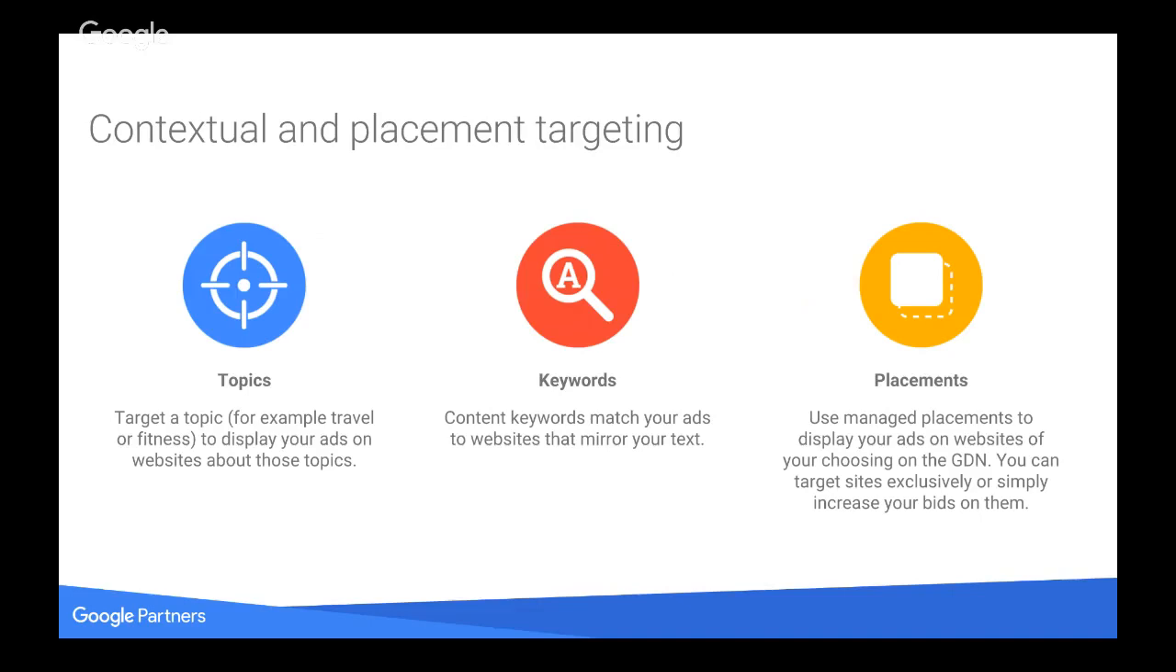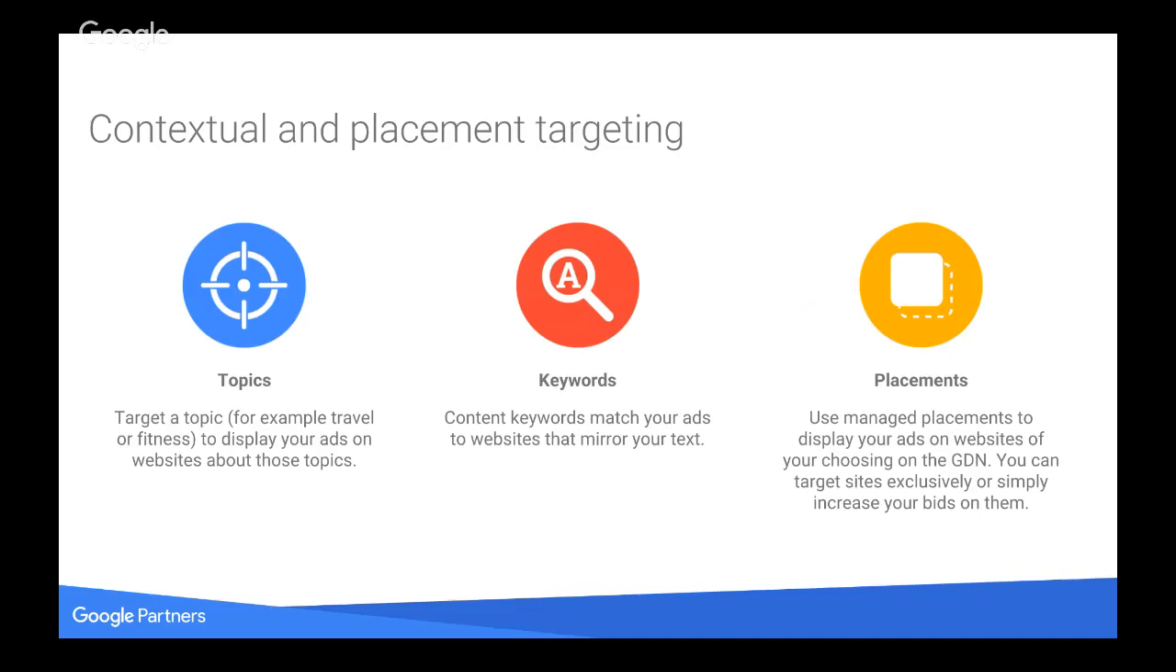But an audience keyword matches the keyword to your user's search intent. So say I have been looking for the term fitness app. I've been searching for it on Google. Then your ad would be eligible to serve to me if you've chosen it to be an audience keyword. If it's chosen to be a content keyword, the site that I'm on must be a site that is about fitness apps. And then finally, you have placements.